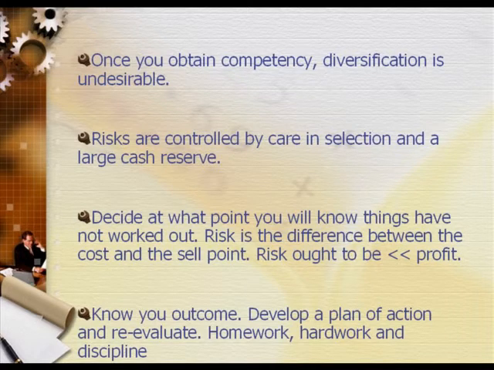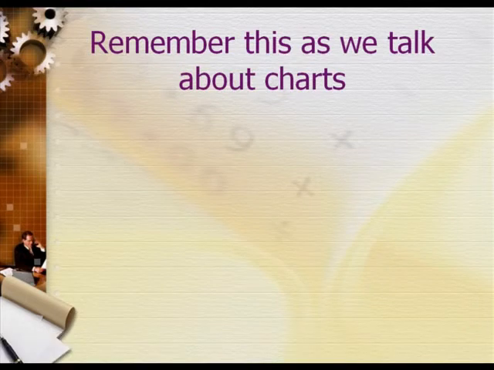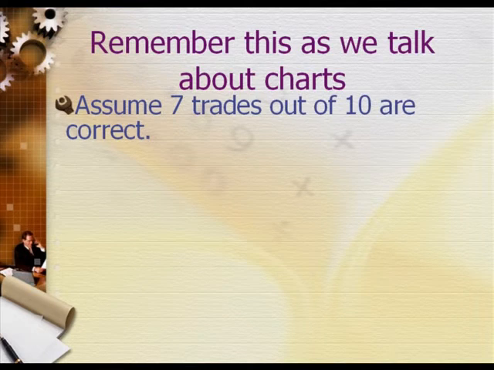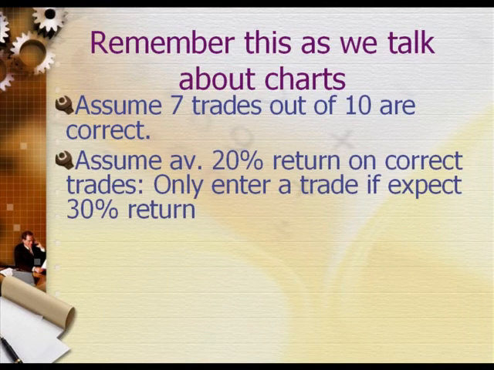Now, this is the really important bit before we get on to specific charts and specific examples that I'm going to show you. And there's quite a lot of charts we're going to be looking at. Before we do that, one thing I want you to remember is the next few things that I'm going to talk about as we talk through these charts. Several principles. Assume, for argument's sake, 7 out of our 10 trades are correct based upon the charting principles we're going to learn. Now assume that on average we get a 20% return if we're correct. Now remember, I know I said we only enter a trade if we expect a 30% return, but let's assume that in effect we only get a 20% return on all the trades that are correct.